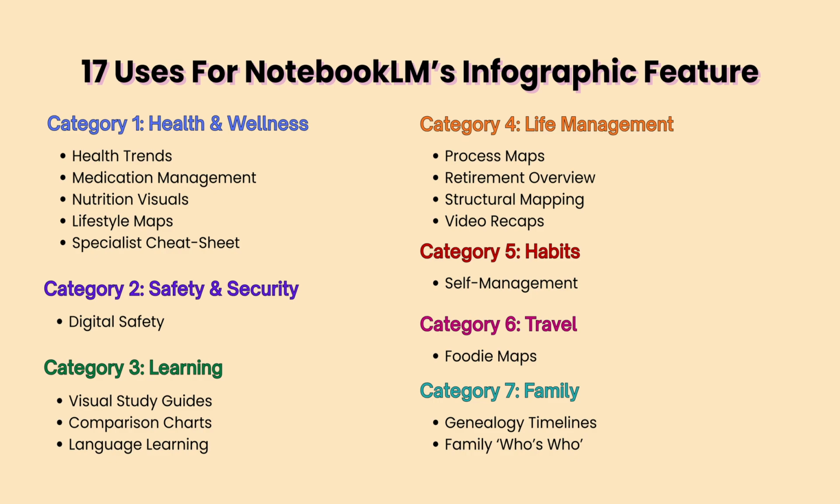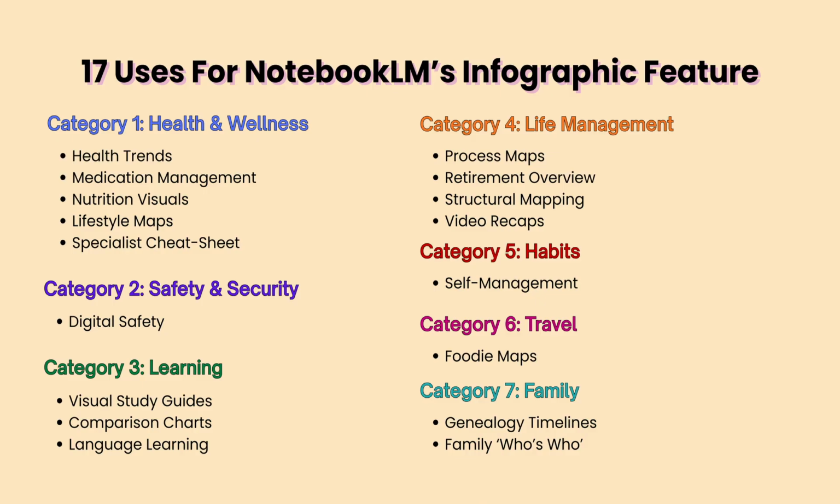Category 4, life management. Process maps. Turn messy technical transcripts into numbered visual guides. Retirement overview. Summarize pensions and benefits into one-page diagrams. Structural mapping. Visualize wills or condo bylaws to clarify responsibilities. Video recaps. Distill long how-to videos into one-page visual cheat sheets.